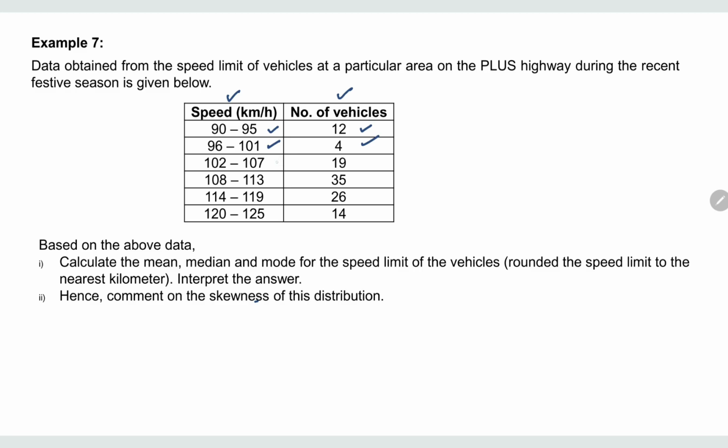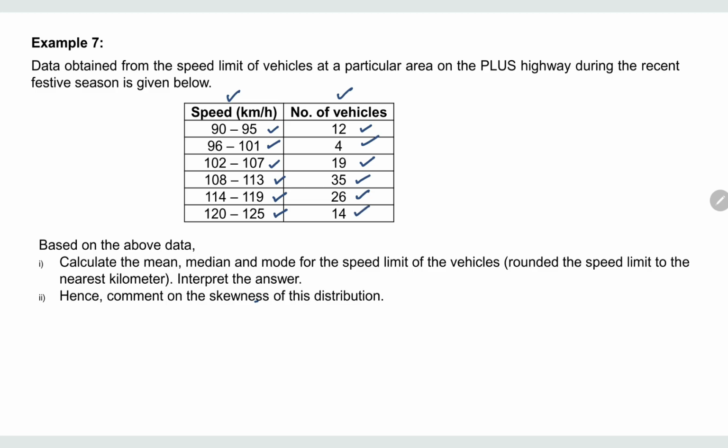Next, 102 until 107 km per hour with number of vehicles 19. Next, the speed is 108 until 113 km per hour with the number of vehicles 35. Next, 114 until 119 km per hour with the number of vehicles 26. For the last class, the speed is 120 until 125 km per hour with the number of vehicles 14.